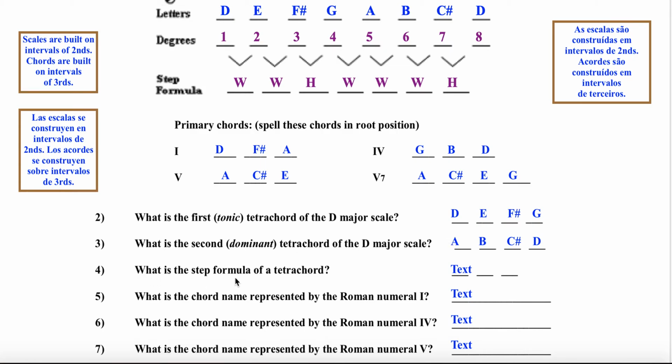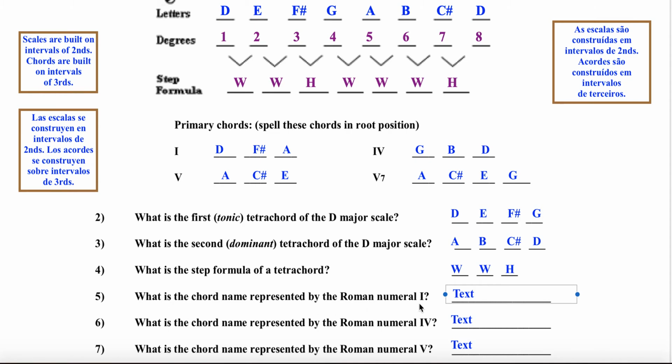Moving on, what is the step formula? This should be nice and easy. It's the first 3 steps here and the last 3 here. Remember, there's 8 notes and there's 7 steps in between, so it's whole, whole, half as your step formula for tetrachords. Whole, whole, half. And the last 3 here, between these last 4 notes, whole, whole, half. There is 1 whole note in between the 2 tetrachord step formulas.